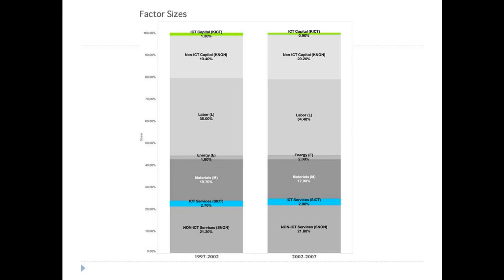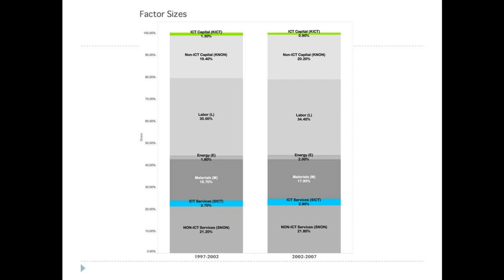Highlighted in the colors are the ICT sector inputs. In the green, you can see ICT capital, which comprises about 1% of the gross output over this decade. And in the blue, you can see ICT services, which is also pretty small, just under 3% over this decade for each of the 2 periods. So as you can see, ICT for a given year isn't a huge part of the economy, which just means a small part of output is actually ICT related in our economy.